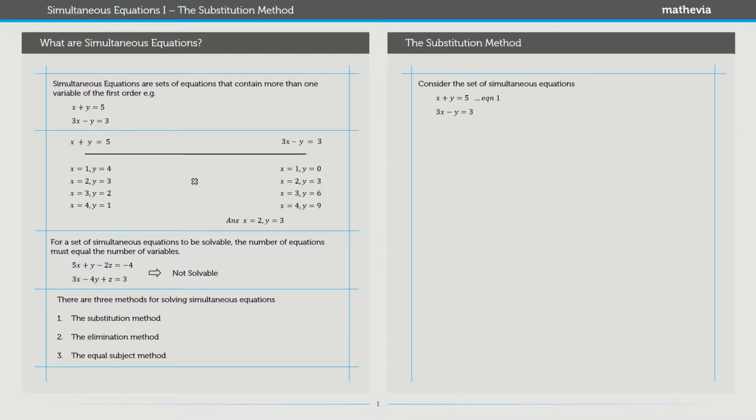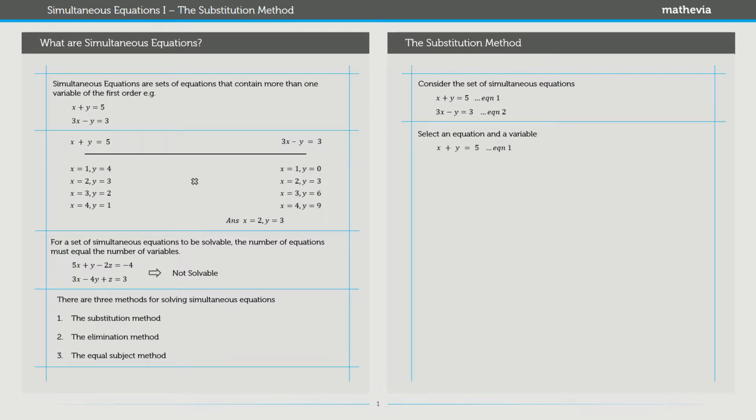Now, what is the substitution method about? We're going to label the two equations. I'm going to call x plus y equals 5 equation 1 and 3x minus y equals 3 equation 2. The first thing I'm going to do when solving using the substitution method is select an equation and a variable. I can choose either of the equations, equation 1 or equation 2, and either of the variables, x or y.